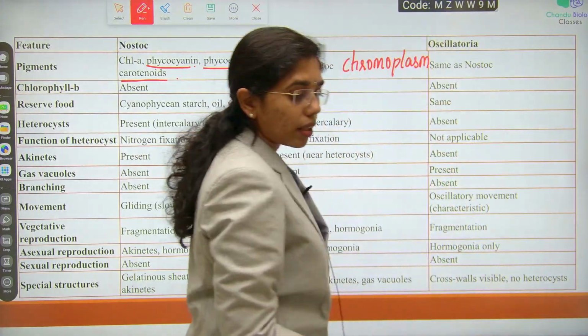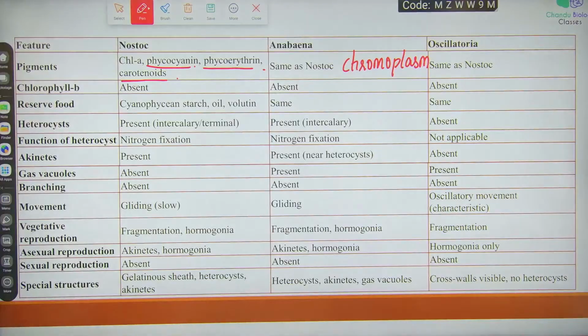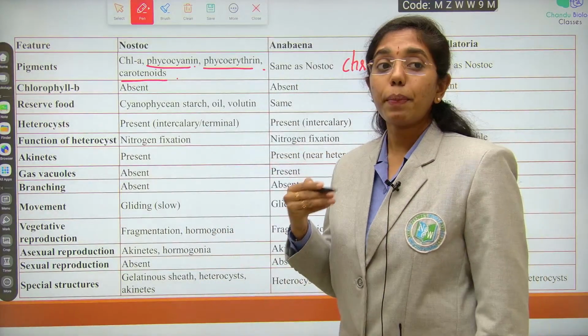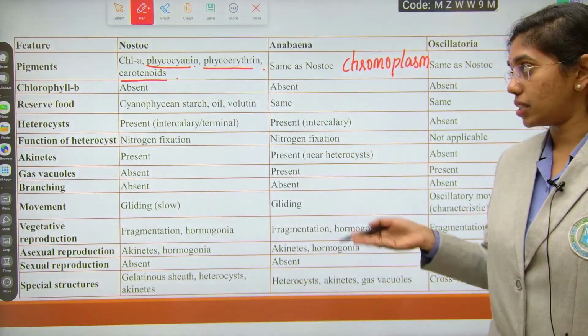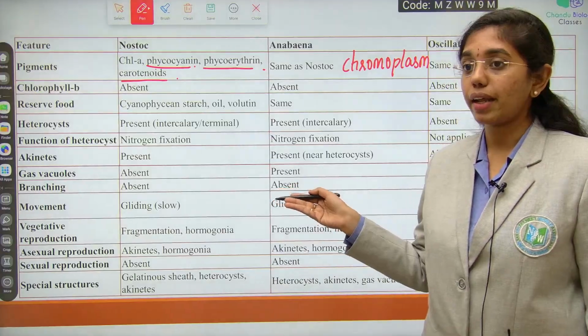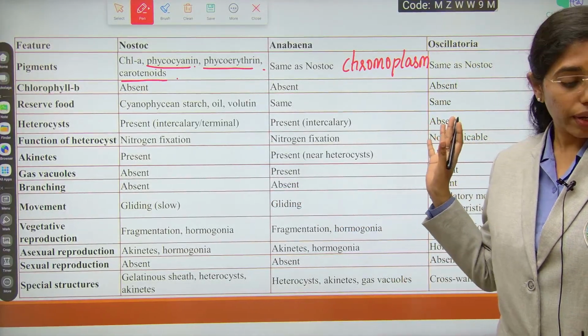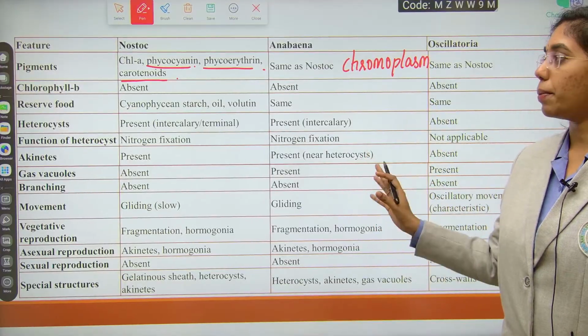Fine, right? Next, chlorophyll B is absent in all of them. Only chlorophyll A is present. Remember, which is a major point. Whenever questions are asked regarding pigmentation of cyanobacteria, if at all chlorophyll B option is given, you have to eliminate that. Clearly remember the pigmentation.